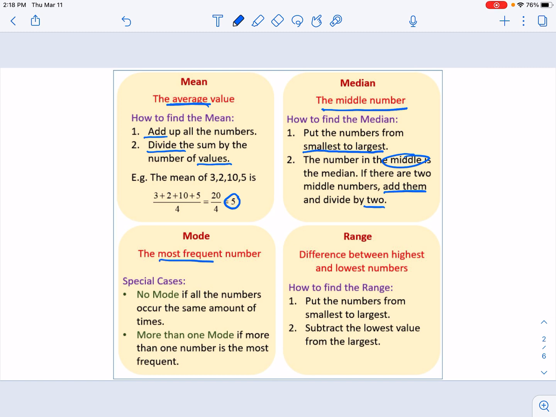Mode is the most frequent number, the number we see the most. Okay, so there are some times where there could be no mode if all the numbers occur the same amount of times. And there can be more than one mode if there's more than one number that is most frequent. And our last one, range, is the difference between the highest and the lowest numbers. Okay, so we find the range by putting the numbers from smallest to largest, and then we subtract the smallest from the largest. Okay, so now we'll get into some examples and talk a little bit more about each one.